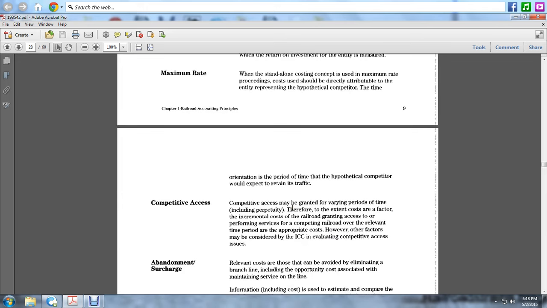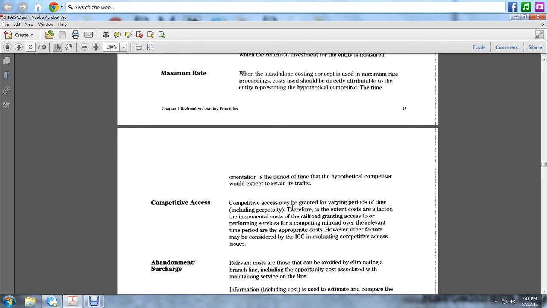Competitive access may be granted for varying periods of time, including perpetuity. Therefore, the extent of cost factors is the incremental cost to the railroad granting access of performing services in competition with the railroad over the relevant time period of the appropriate cost. However, other factors may be considered by the Interstate Commerce Commission in evaluating competitive access issues.